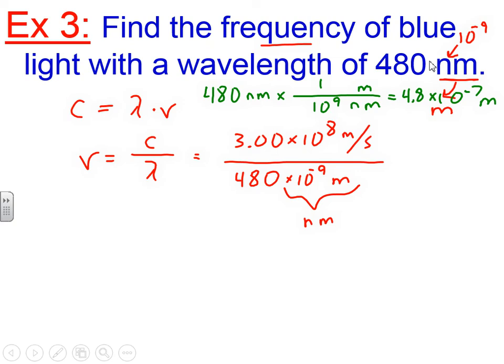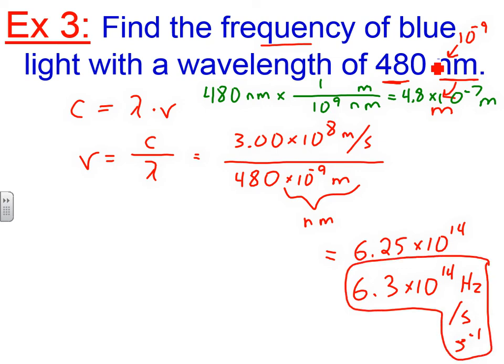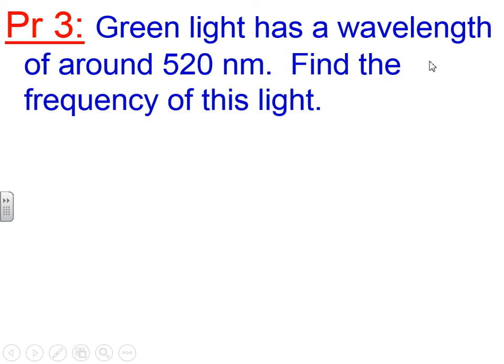And this actually gives us an answer of 6.25 times 10 to the 14th. Now, since we have two significant figures here, technically we have to say 6.3 times 10 to the 14th. Now, the unit for this can either be hertz, or if you want, you can put per second. You can even do seconds to the negative first if you would like. But all of these are appropriate units for frequency. So hopefully that made sense. Try the same thing on your own, and then we'll do a few more problems in class.